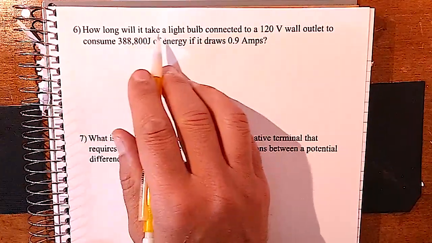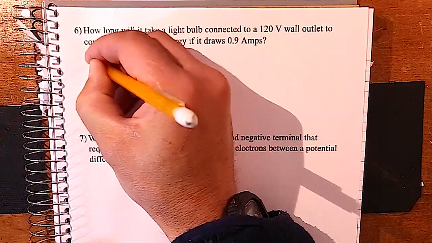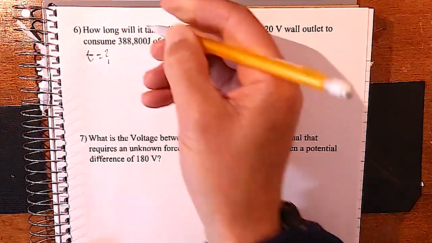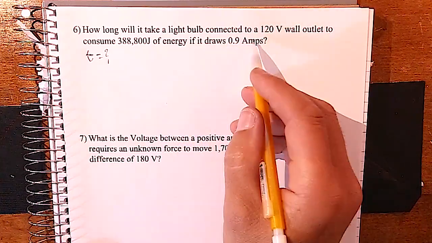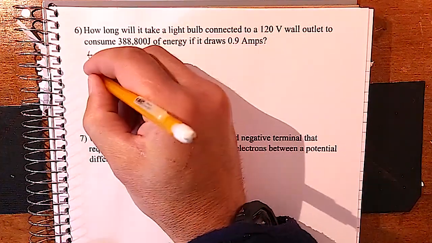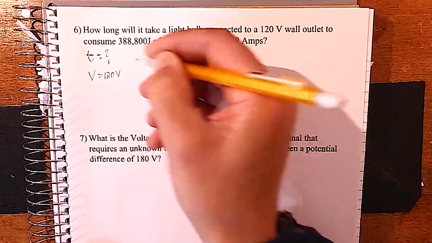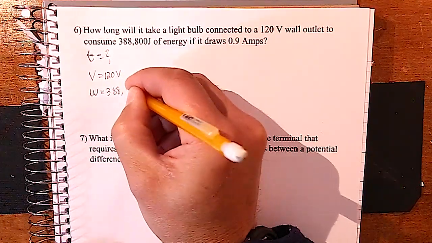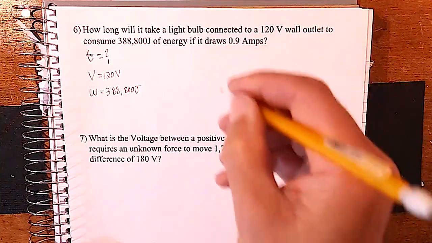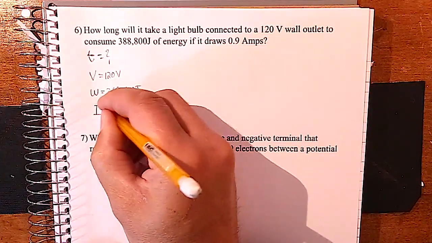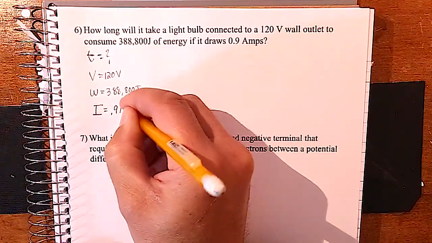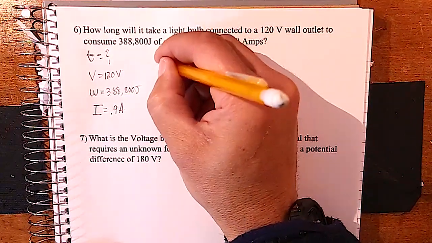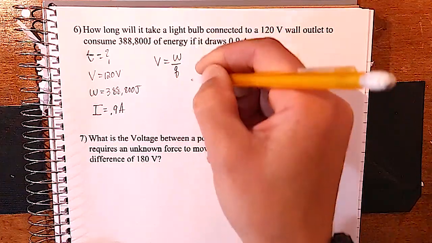This question says, how long will it take? So we're looking for time. I'm breaking a lot of pencil lead here. And it says a light bulb connected to 120 volts, so V is 120 volts, and the work or energy consumed is 388,800 joules, and it tells us it draws 0.9 amps, so that's I, 0.9 amps. And what are they looking for? They're looking for the time, so we need to do V equals W over Q to get the charge first.